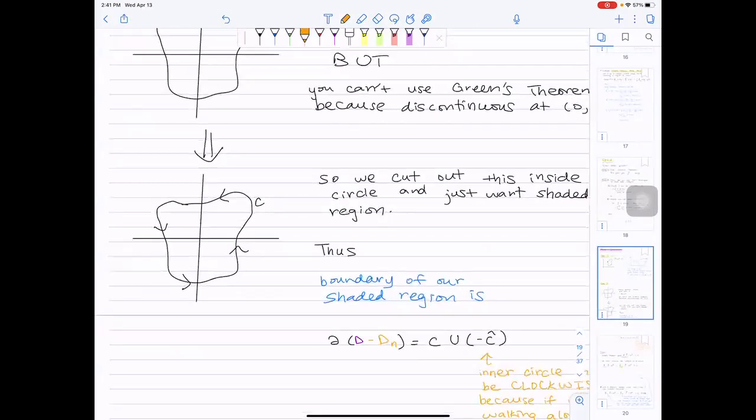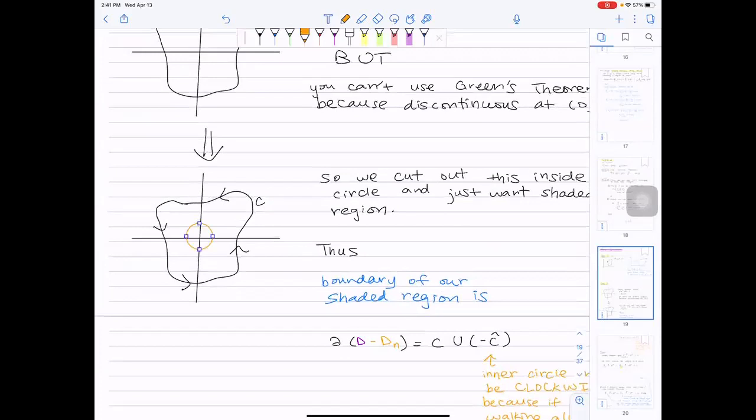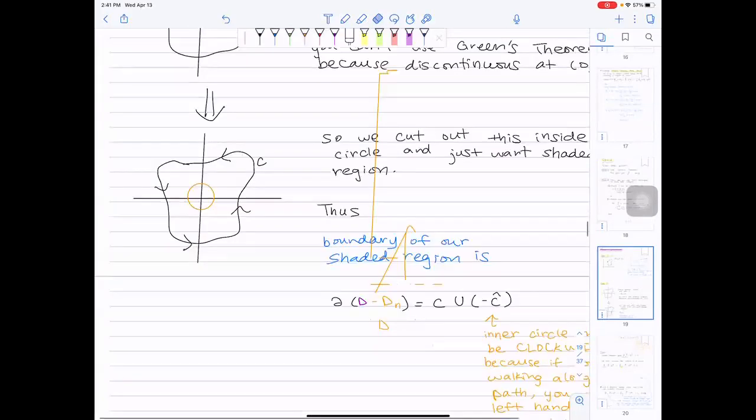So I cut out an orange circle here, so that way I can remove the problem, removing the origin. That's a hole, right? And you can't use it in Green's theorem, right? It is a hole, but we're going to do something else with it. So we do get rid of this hole. And let me call this C hat first.